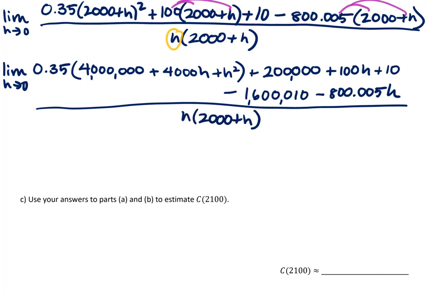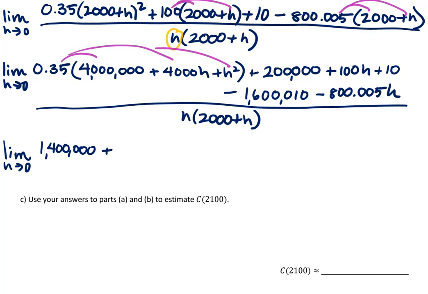plus h. Okay, one more big rewrite, but I can start to maybe do a little bit of combining. I need to distribute the 0.35 through. So I will get limit as h approaches 0. 0.35 times 4 million is 1,400,000. And then 0.35 times 4,000h is 1,400h. And then we'll have a 0.35h squared.